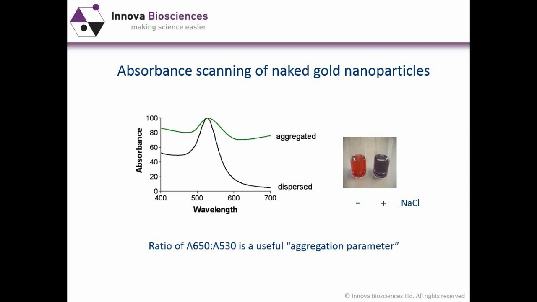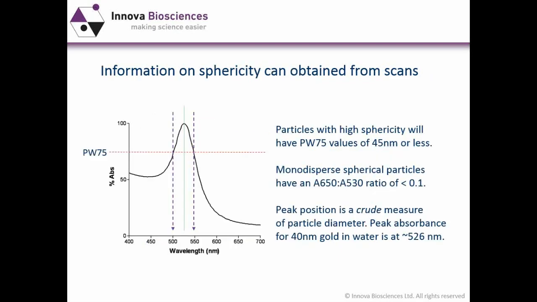In particular, there's a huge increase in absorbance between wavelength 600 and 700 nanometers. So the ratio of the absorbance at 650 to 530 is a useful aggregation parameter. You can also tell more about how spherical the particles are from the absorbance scan.